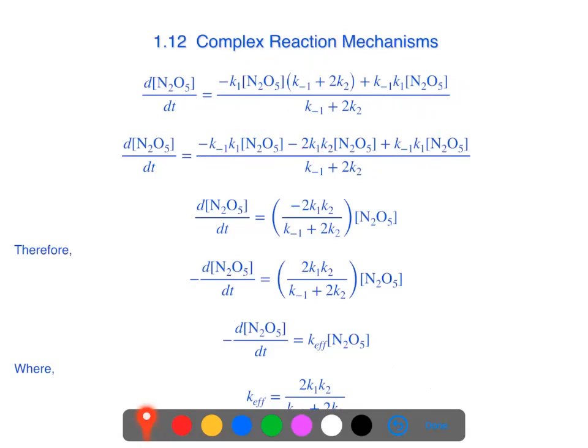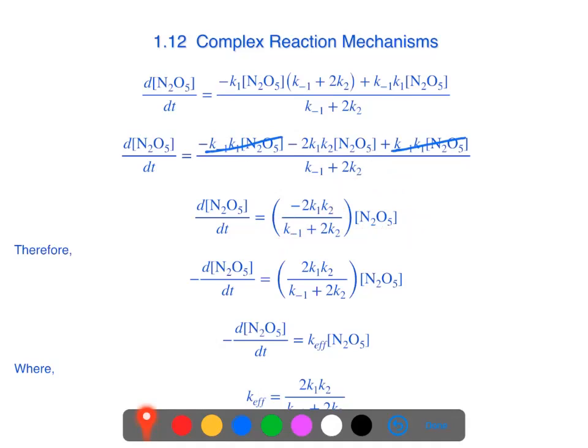We look for like terms in any kind of simplification, and luckily we see that we have identical terms but with opposite signs, the first and third term, and so they're going to cancel out as well. And so we're left with the following solution, where we have a minus 2 k1 k2 over the sum of k-1 plus 2k2. And this is all multiplied by the concentration of N2O5. Now we're starting to see, or very close to seeing, this first order dependence.